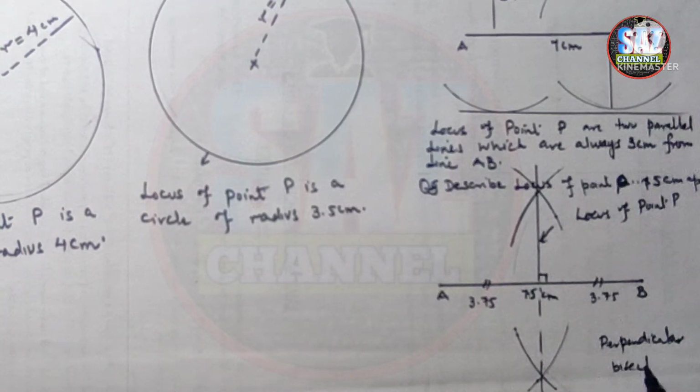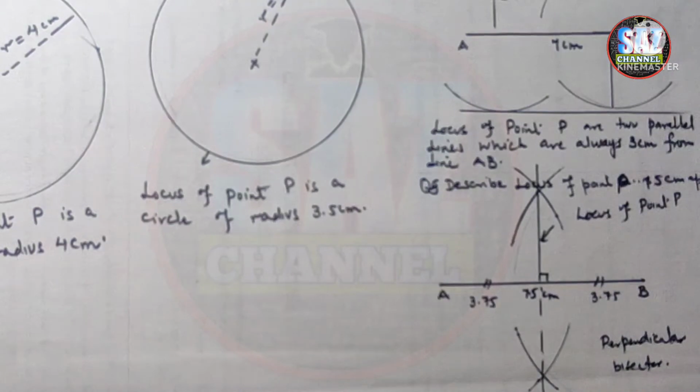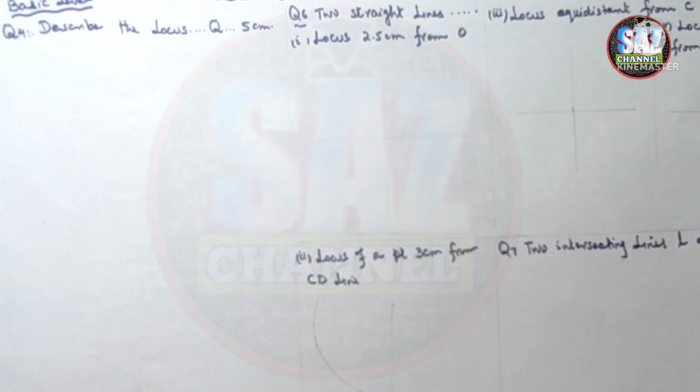I hope you are clear about this, and let us move to the next question. Let me read the question from the book. Question 4 says, describe the locus of point Q, which moves in the plane so that it is always 5 centimeter from the given straight line L. Okay, so recall what locus is there, which is always at equal distance from one fixed line, that is the set of parallel lines.